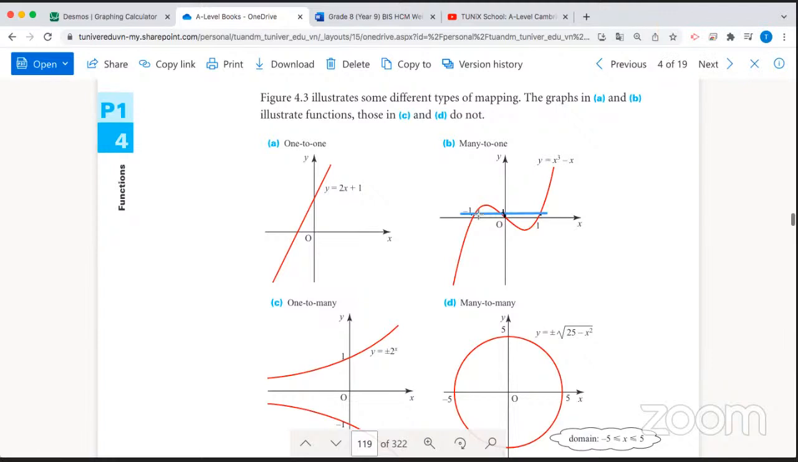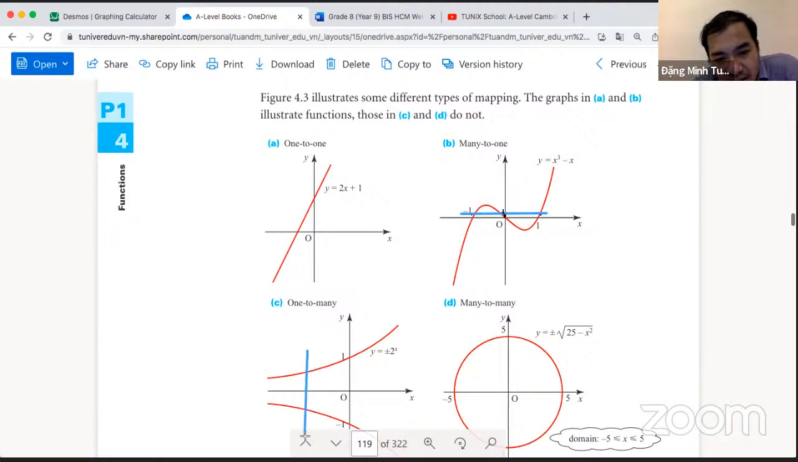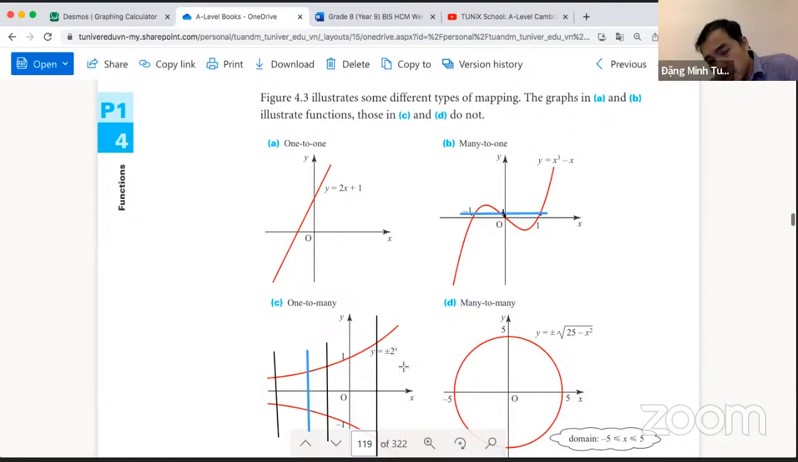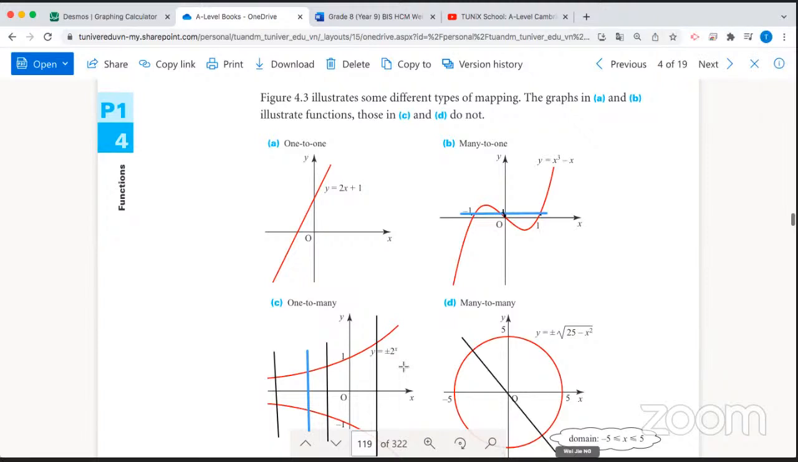One to many. That means one value of x here cuts two different values of y. Oh yeah, because they have different values, like positive and negative in this case. Many to many. Yeah, it kind of makes sense.